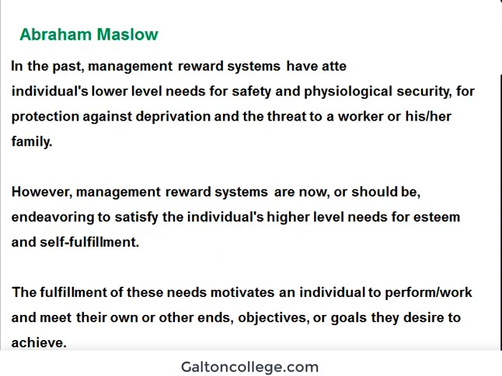In the past, management reward systems have attempted to satisfy an individual's lower level needs for safety and psychological security, for protection against deprivation and a threat to a worker or his or her family. However, management reward systems are now, or should be, endeavouring to satisfy the individual's higher level needs for esteem and self-fulfillment.